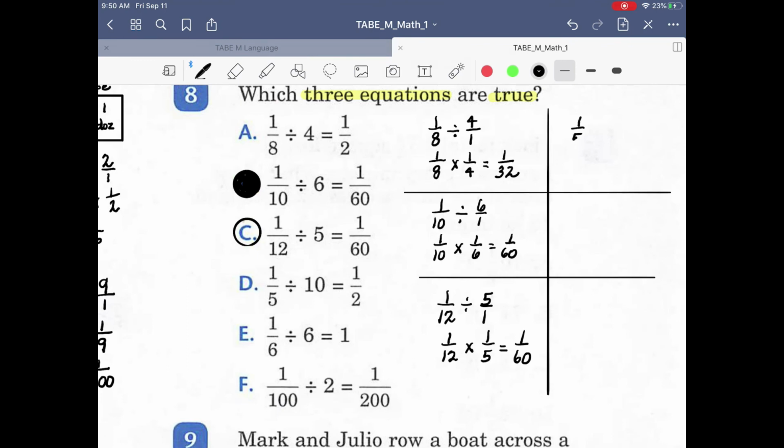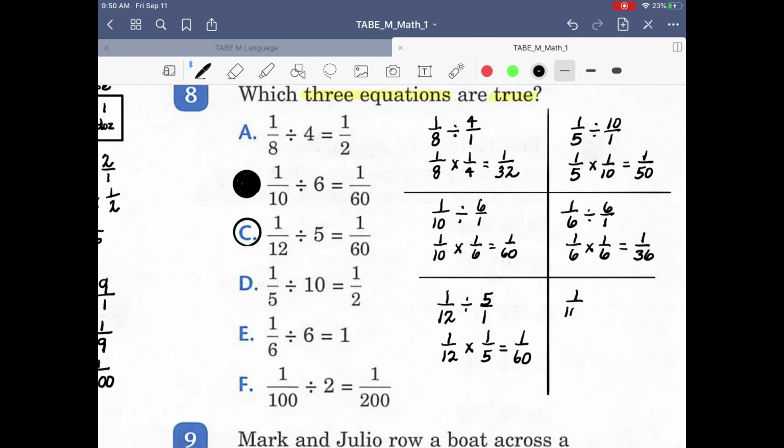1/5 divided by 10/1. When you actually do the math, you get 1/50. So D is not true. E is 1/6 divided by 6/1. And that does not equal 1.